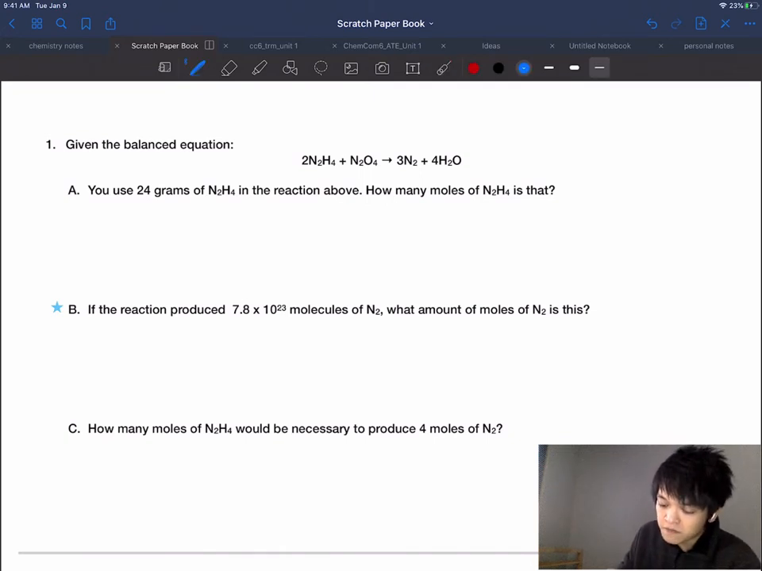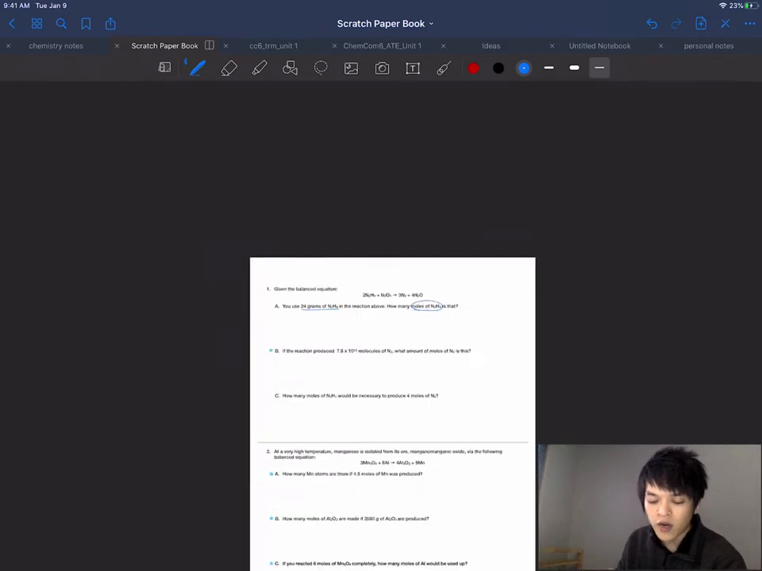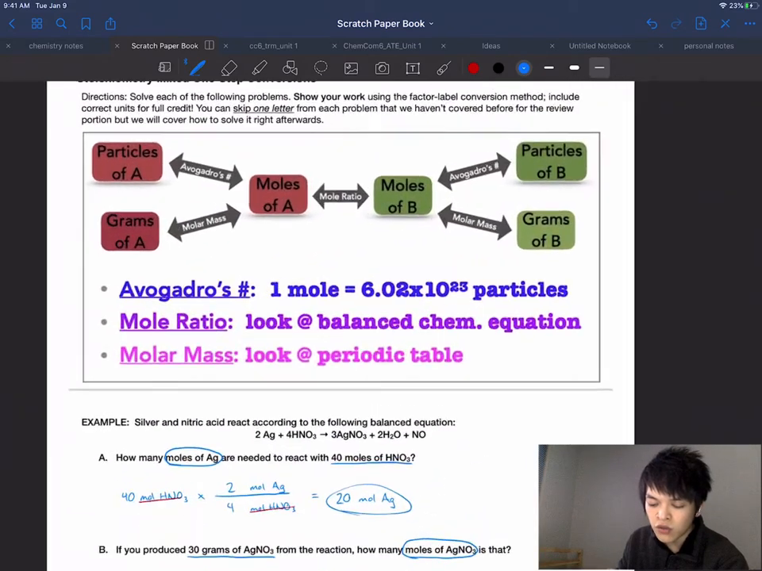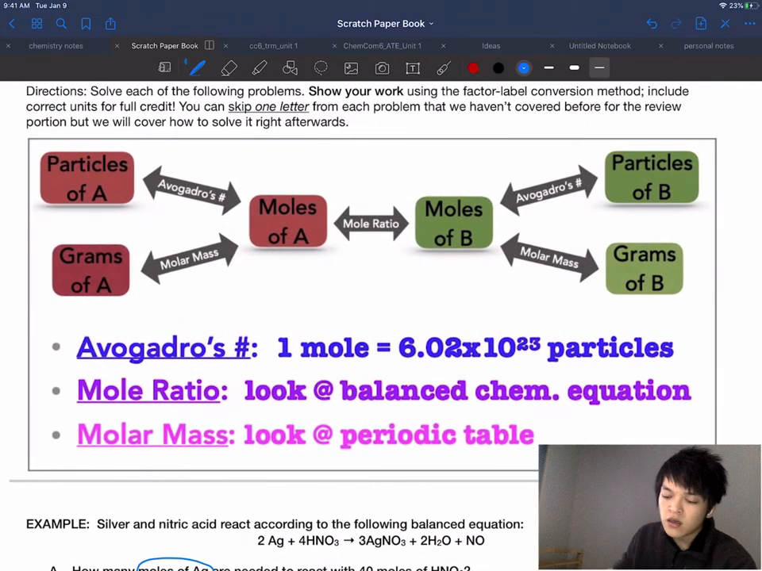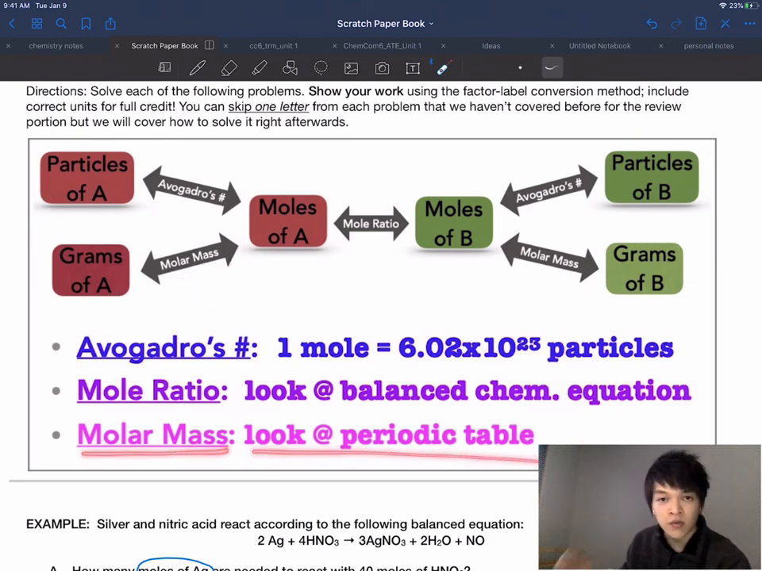Let's annotate. We're converting from grams of N2H4 to moles of N2H4. We're converting from 24 grams of N2H4 to moles of the same thing, moles of N2H4. So this requires a molar mass. If you have a molar mass, look at the periodic table to get the numbers.